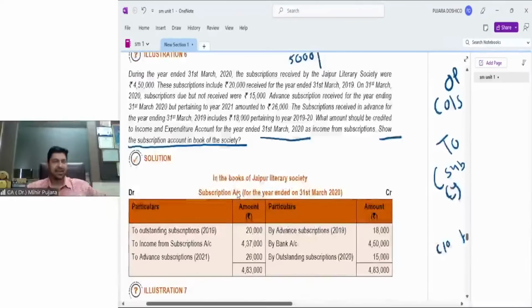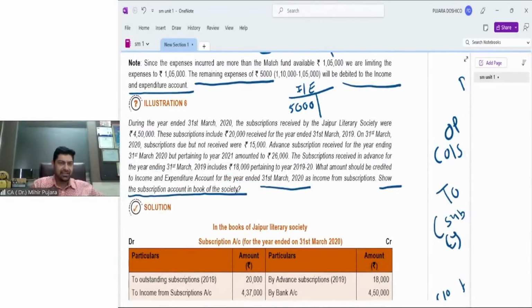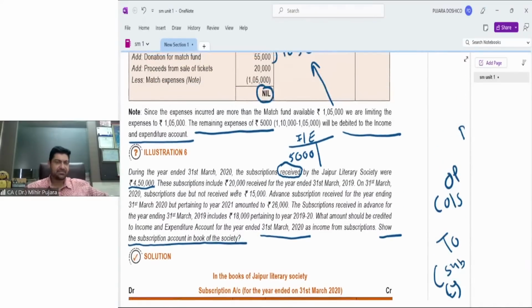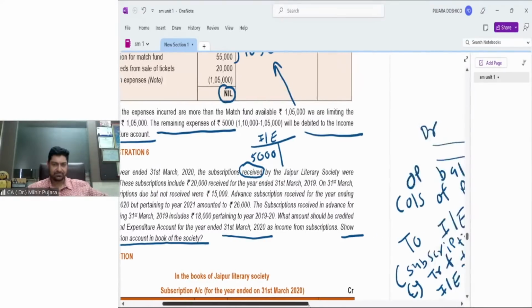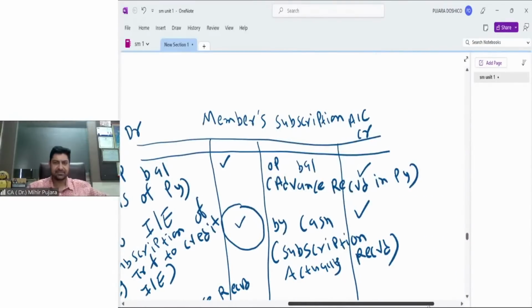Okay. Now, during the year ended 31st March 20, the subscription received by the Jaipur Literature Society were 450. It is what? Subscription received. So where we'll put this 450 guys? This is subscription received. Where we will put this 450 guys? It's received.